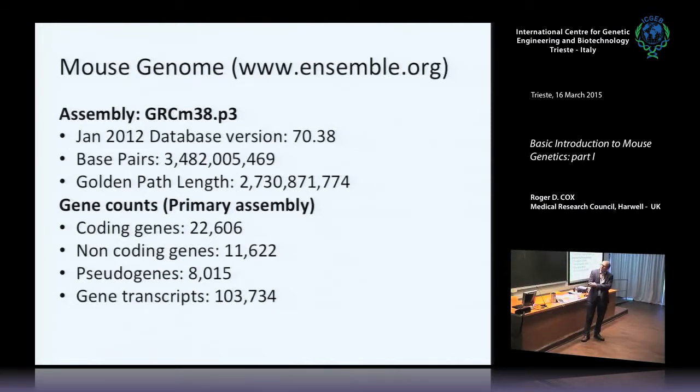And this golden path is the assembled length, it's slightly shorter because there's lots of repetitive DNA and other things that are hard to order. You'll see this number sort of goes up and down, but there's somewhere around 22,000 coding genes, 11,000 or so non-coding genes, 8,000 pseudogenes. So these are cDNA sequences, RNA sequences that have been retrotransposed into the genome, and so they don't have any introns but don't really function. And around 103,000 gene transcripts.